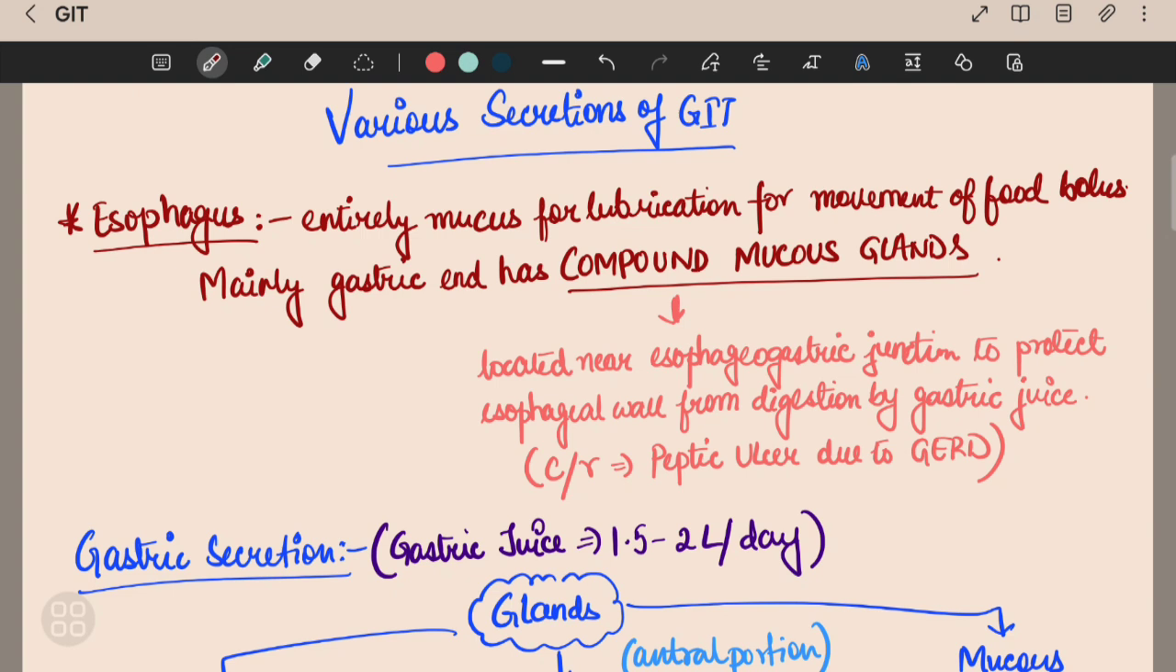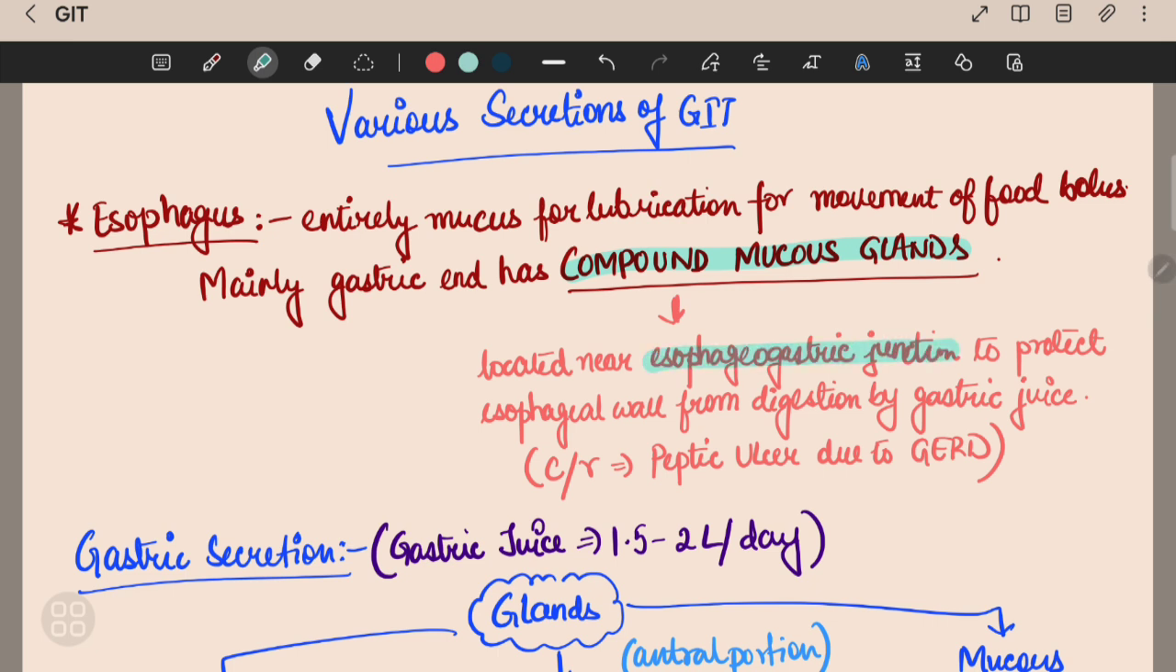Coming on to the esophagus, remember the food bolus, that was after mastication, that is chewing. Then deglutition occurs, that is we are swallowing the food bolus, and along with the saliva mixture, it is coming down the esophagus. Now the esophagus does not have any other specialized glands, only certain compound mucous glands, located mainly near the esophagogastric junction, or that region is actually called the cardiac sphincter.